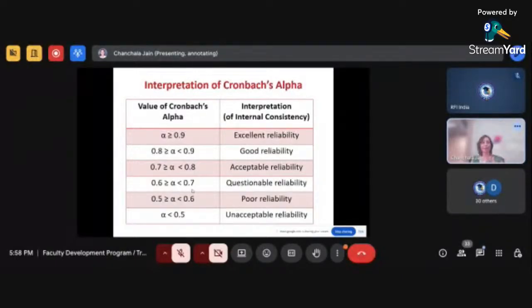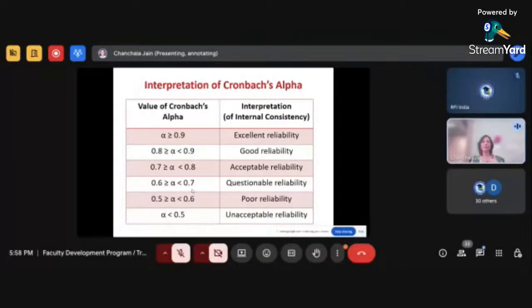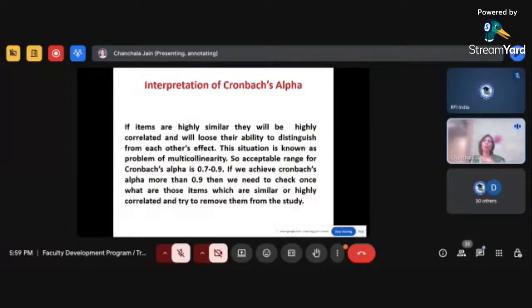But this is again a problem area. If your reliability is greater than 0.9, there is an alarming situation. You need to understand this, which is known as multicollinearity. Multicollinearity is what concept? It is a concept which is indicating that your variables are very highly correlated. Value of correlation is almost greater than 0.9.